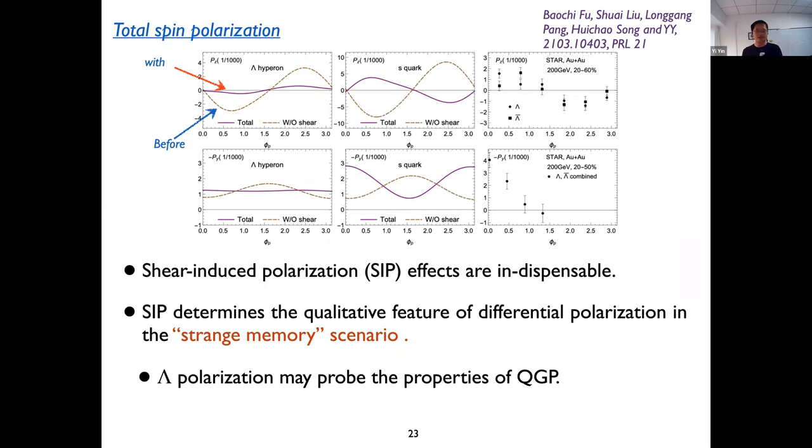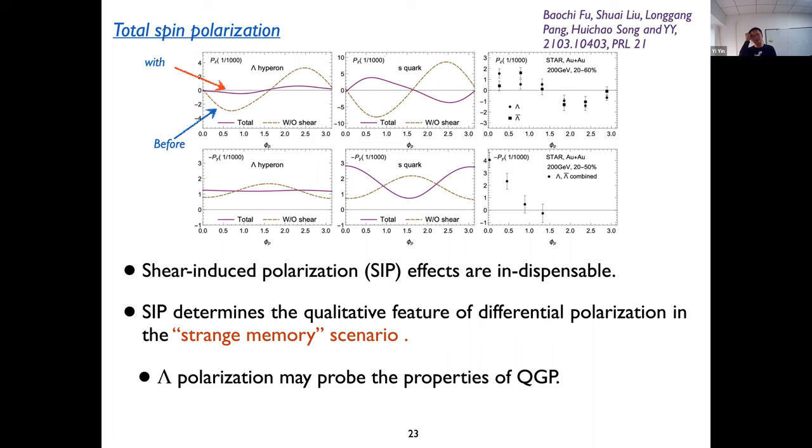And another conclusion we made is the sieve would eventually become dominant at the differential polarizations in both z and y directions, assuming the lambda memorized the polarization of strange quarks. So this is a quite interesting lesson, which suggests that by studying the lambda polarizations, we may probe the properties of the QGP itself.